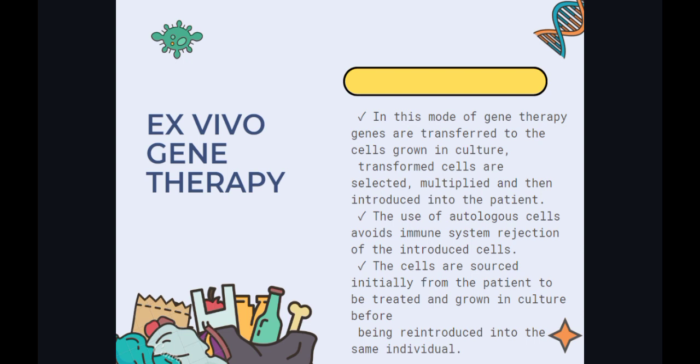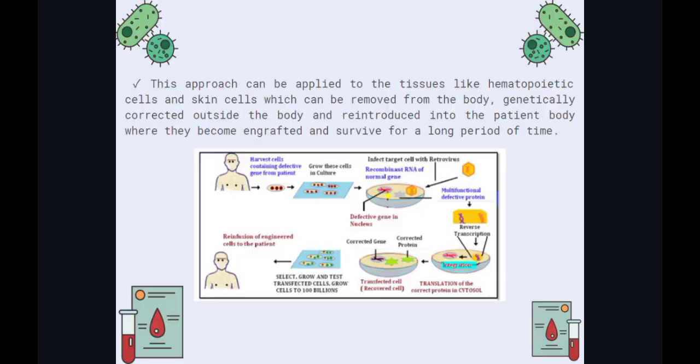Next is the use of autologous cells to avoid immune system rejection of the introduced cells. Ang paggamit ng autologous cells ay pag-iwas sa pagtanggi ng immune system sa mga pinapasok na cells sa loob ng katawan ng isang tao. Next is the cells are sourced initially from the patient to be treated and grown in culture before being reintroduced into the same individual.